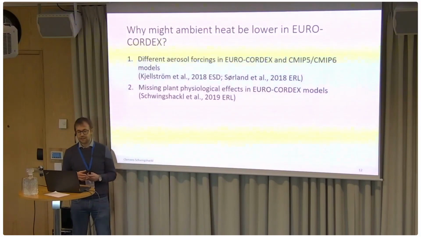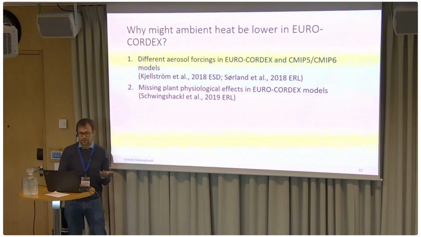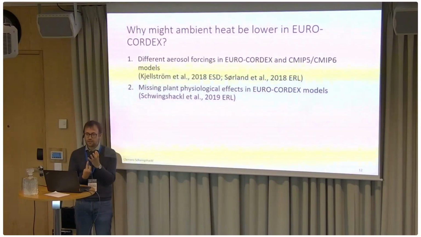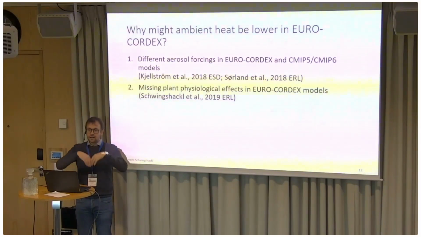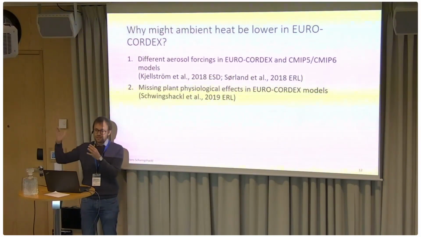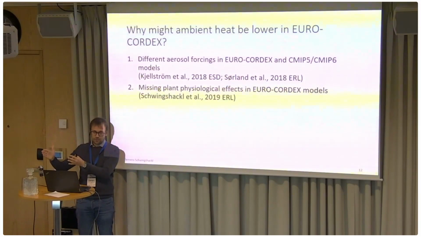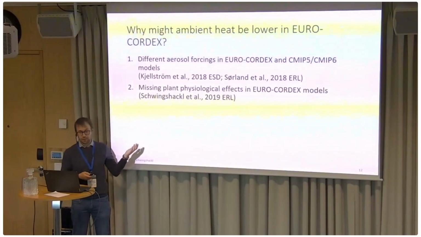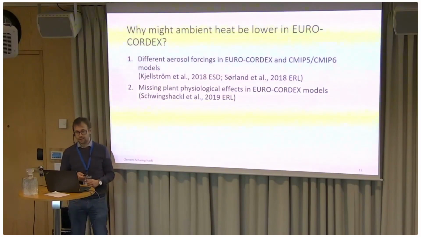The second thing is an effect called the plant physiological effect, and this one is missing in Eurocortex models. Plants have stomata on their leaves, small openings, and they take up CO2 through them, but they also transpire water through them. If the CO2 concentration in the atmosphere increases, they are more efficient at taking up CO2, so they close their stomata and also transpire less water. This means that in the net radiation you have less transpirative cooling, but more warming through sensible heat flux. That's what we have in the global model. This is especially important for extreme temperatures, but it's missing in the Eurocortex models.